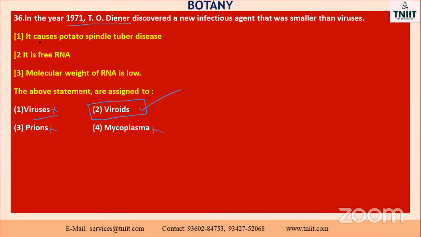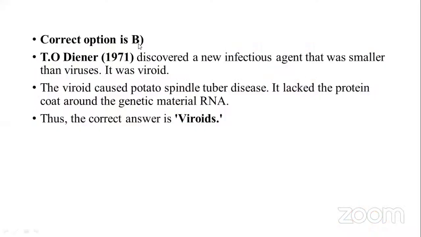Okay. So it also causes the potato spindle tuber disease. Yes, it is also free RNA. Yes, the molecular weight is low RNA, and also the above statements are assigned to the viroids. The T.O. Diener, viroids. See here, the O is there. Here the viroid O is also there. Diener, ER finished, the R also started. Like that, you imagine. See that, correct option B. In the year 1971, T.O. Diener discovered a new infectious agent that was smaller than virus. It was viroid. The viroid causes potato spindle tuber disease.